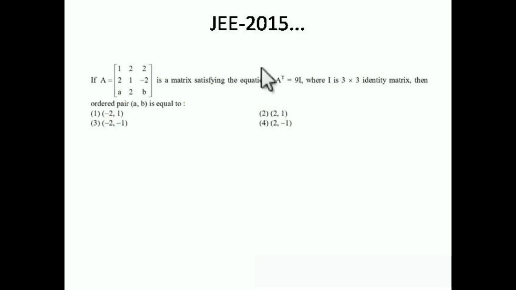This is from JEE 2015. What they say: if A is equal to the matrix 1 2 2, 2 1 minus 2, a 2 b, as a matrix satisfying the equation A into A transpose is equal to 9I, where I is the 3 cross 3 identity matrix, then the ordered pair A comma B is equal to what? We have to find out the value of A comma B.